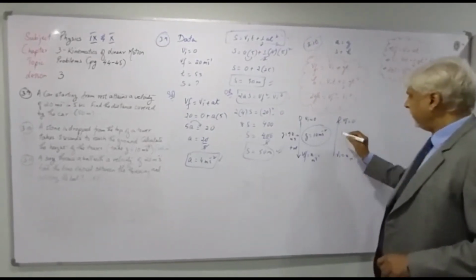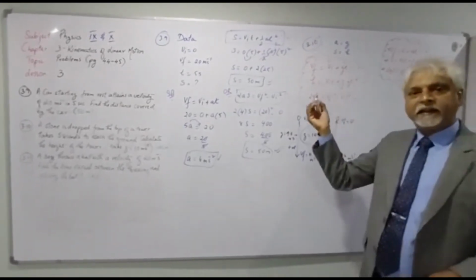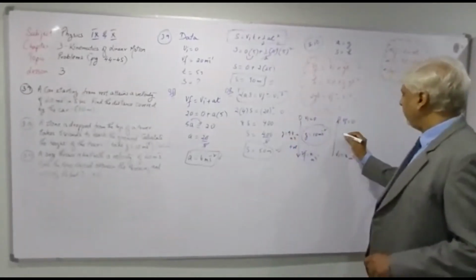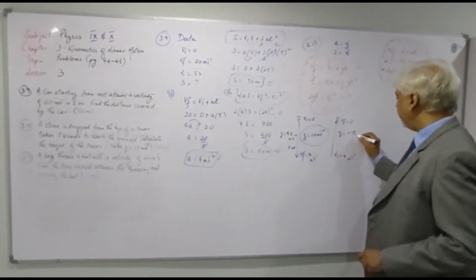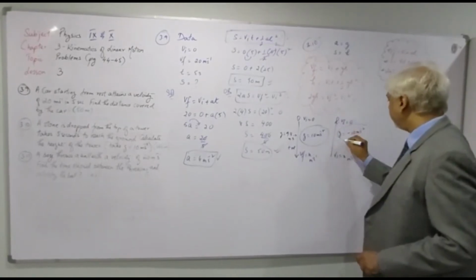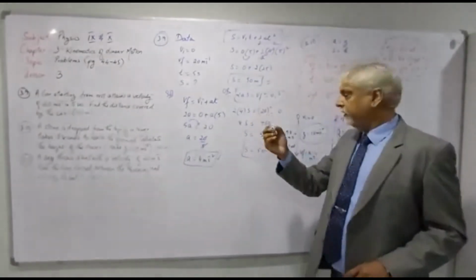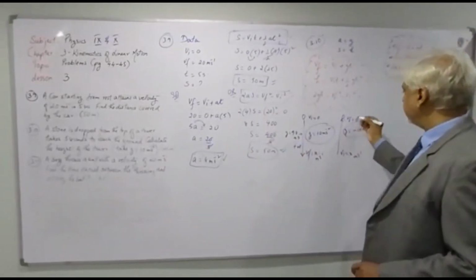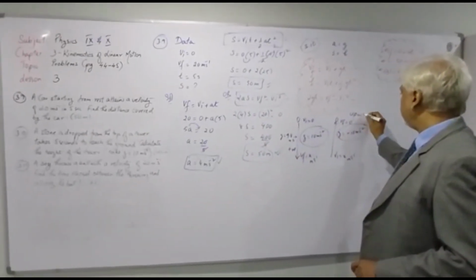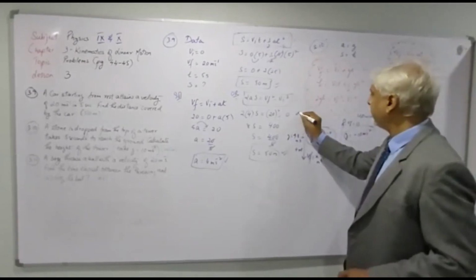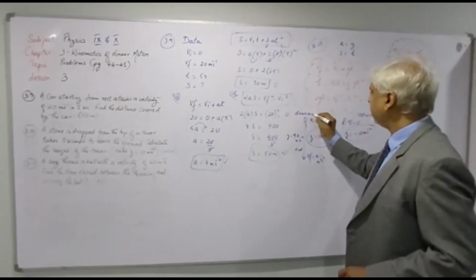But remember, when a body is moving against gravity, the value of g will be taken as negative, minus 10 meters per second squared. You need to know this rule, for a body moving vertically upward or downward. This is moving upward and this is downward. So let's continue with this problem.